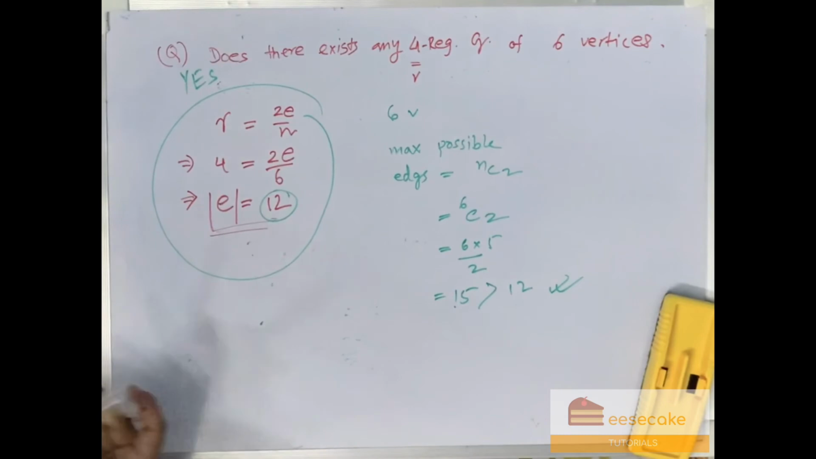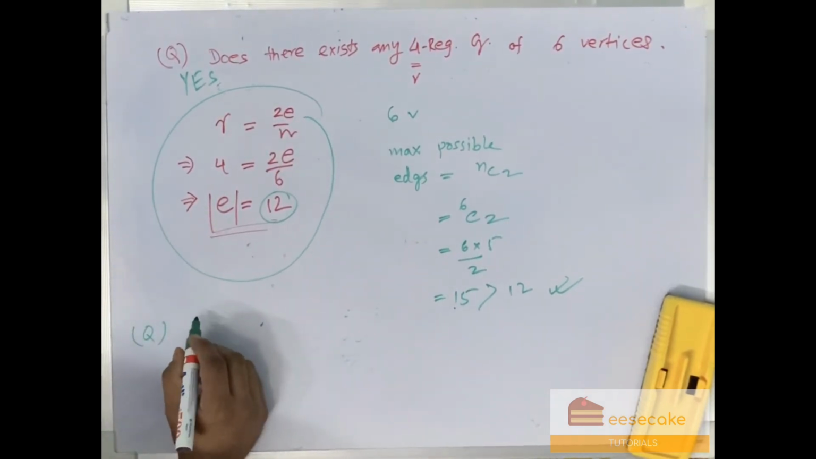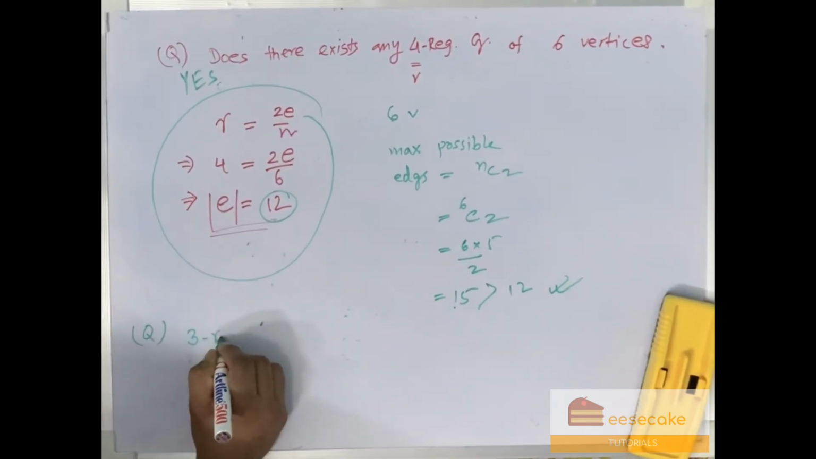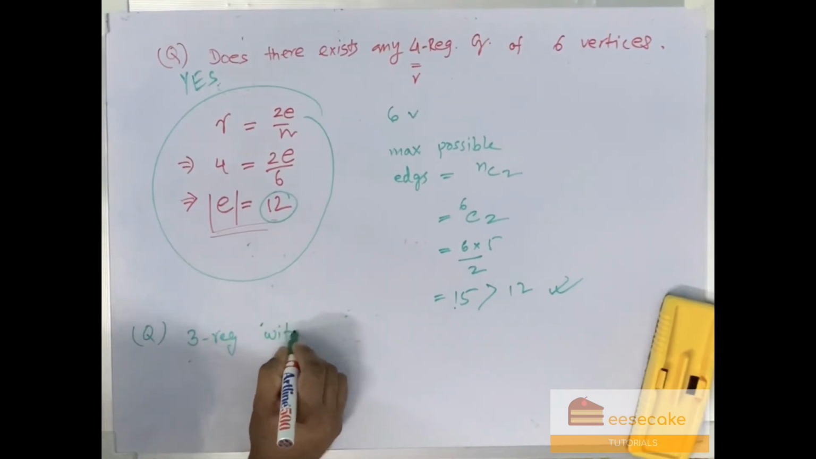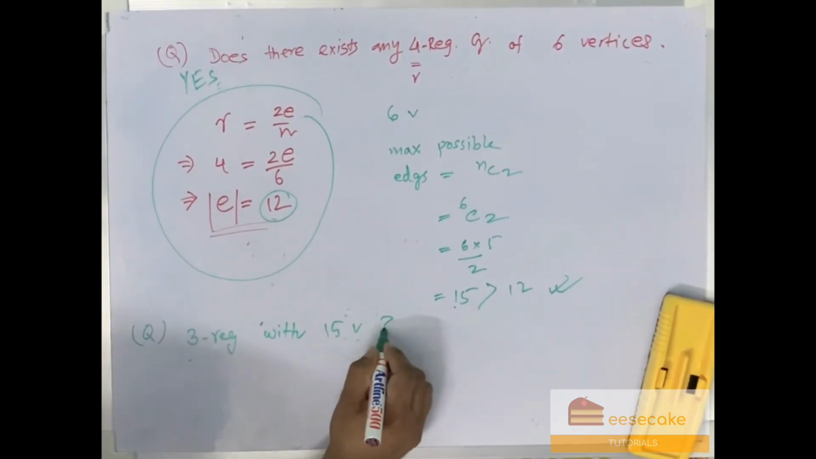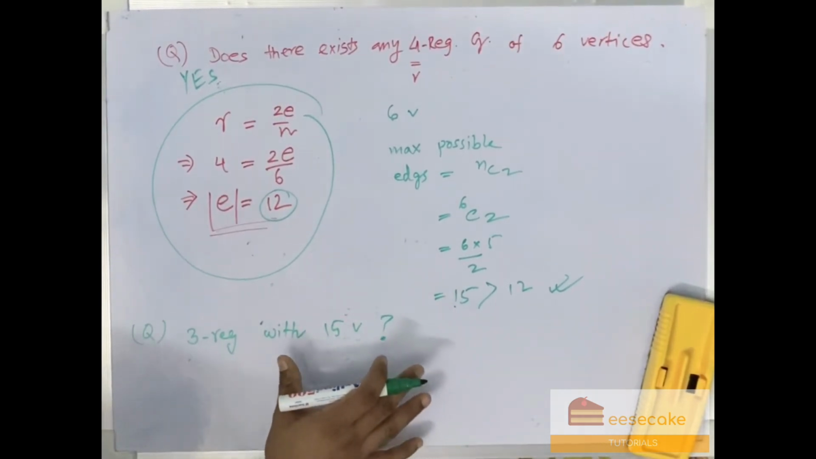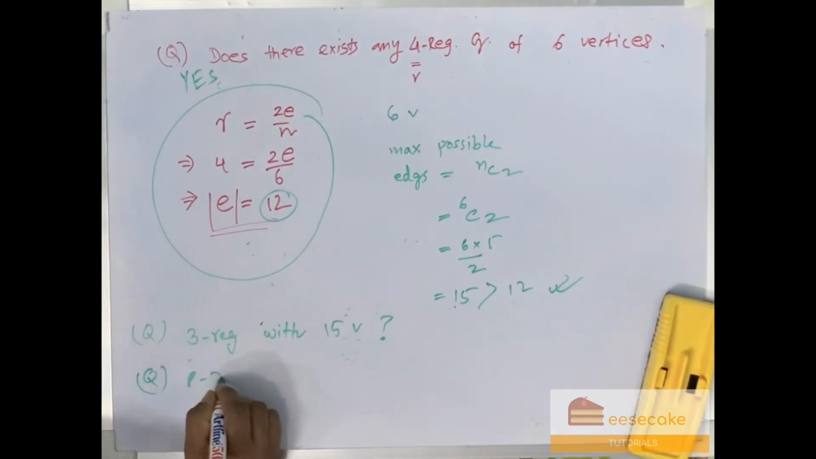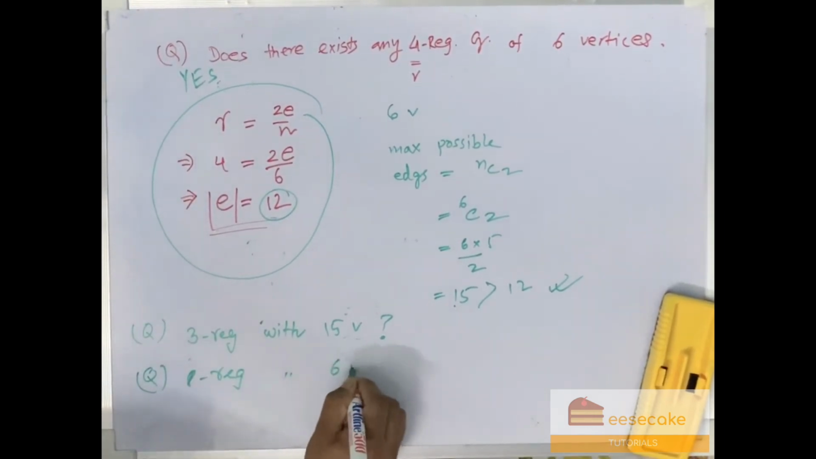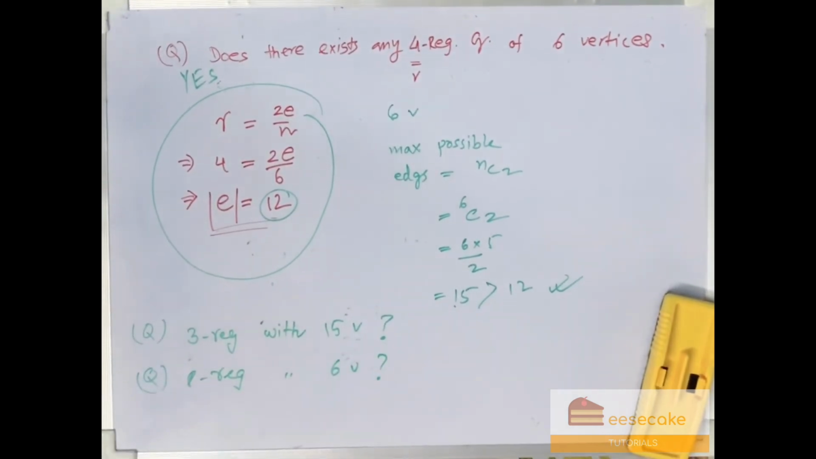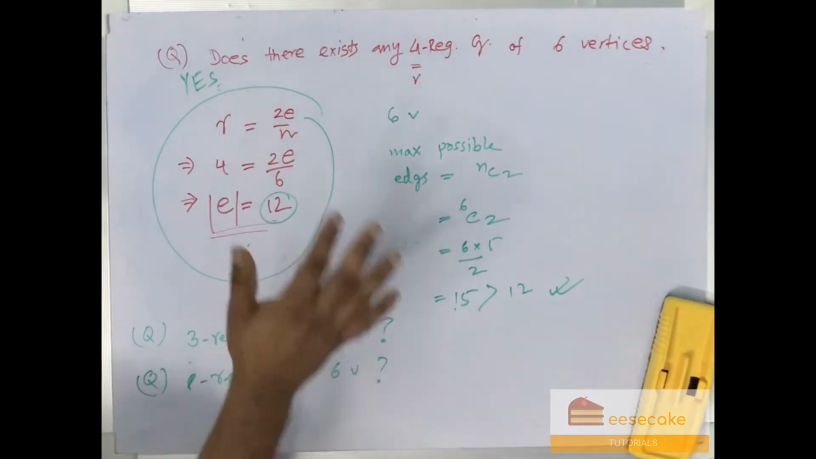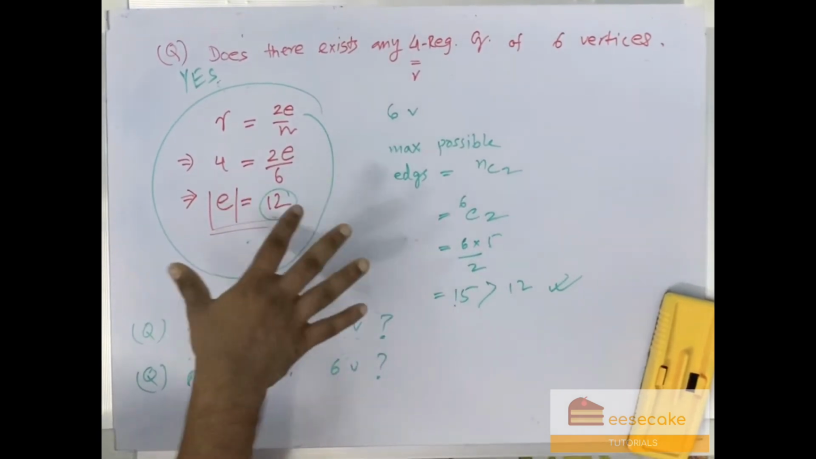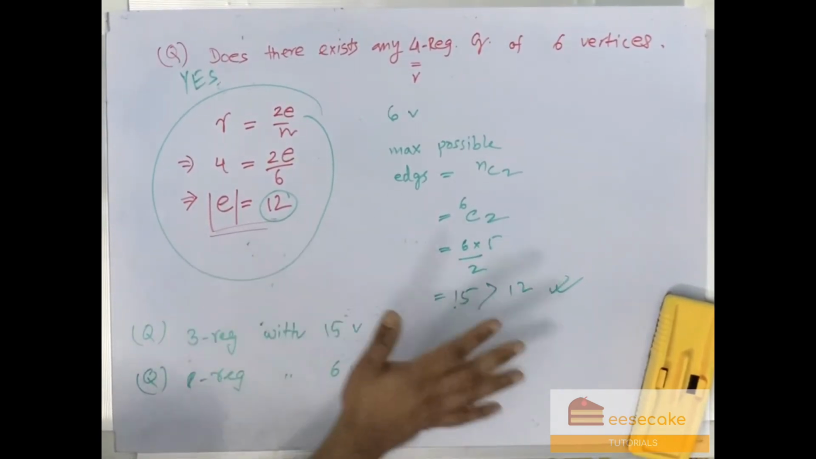Now for your practice, I will give you some statements. In a similar way, you can draw this. Is a 3 regular graph possible with 15 vertices? You try at home and check whether it is possible or not. Another question, is an 8 regular graph possible with 6 vertices or not? So try this. So I hope this is clear about regular graphs and how to determine whether a regular graph with some number of vertices is possible or not. This is how we do it.